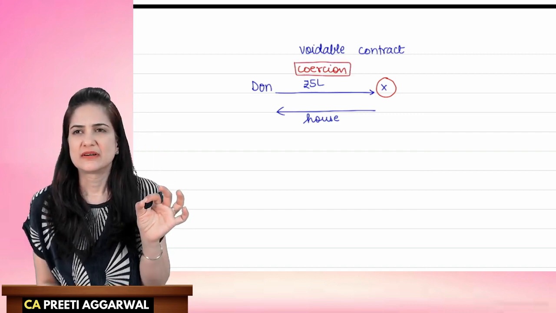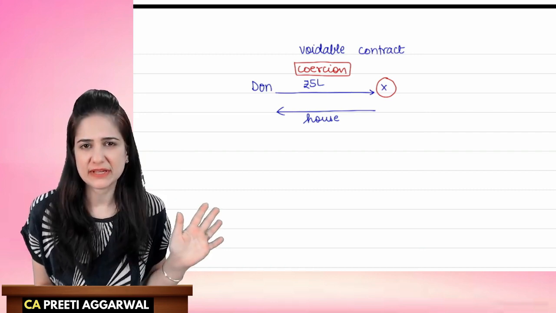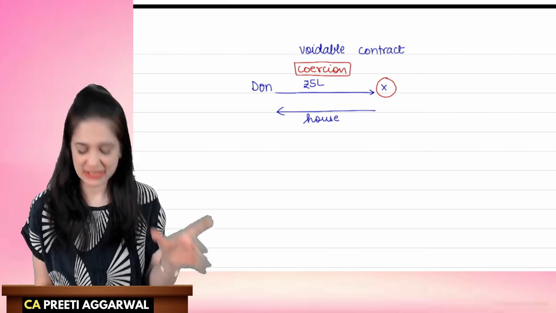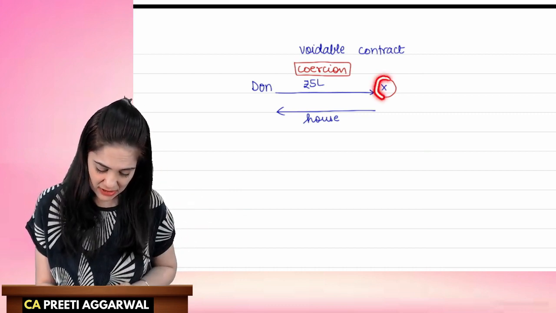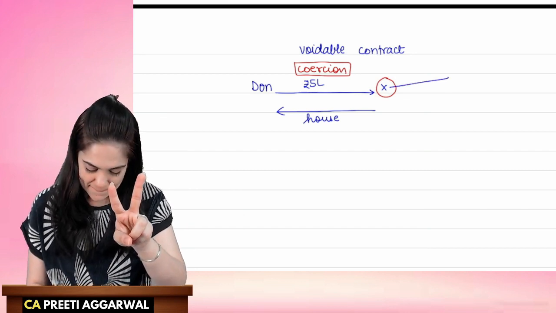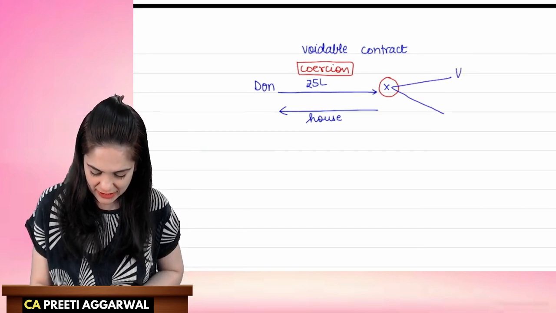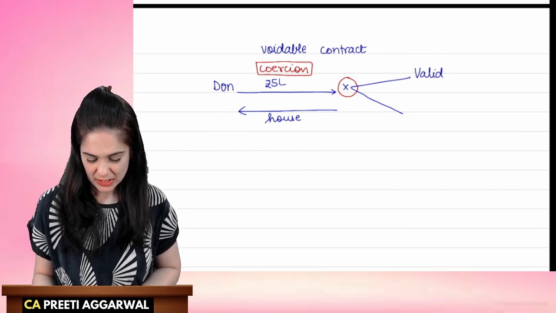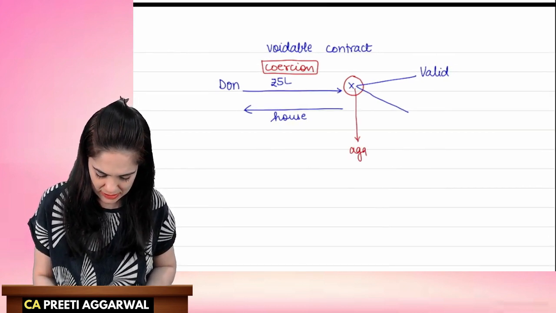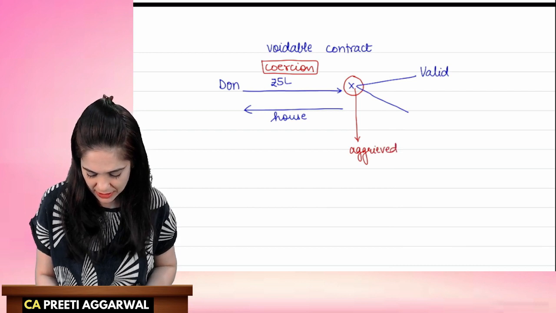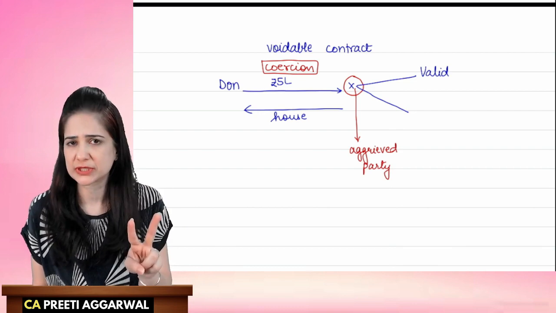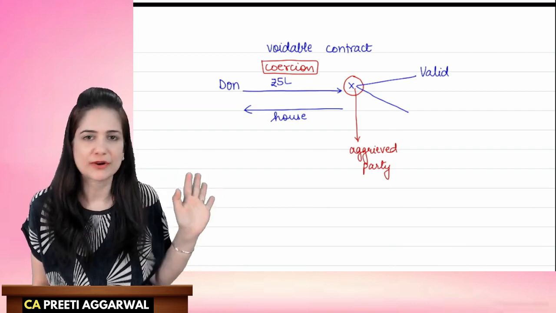Who is the dukhi party? Okay, the sad party, the party who did not give their free consent. Yes, it is X. X, the dukhi party, also known as the aggrieved party, has two options. Keep quiet, treat the contract as valid.